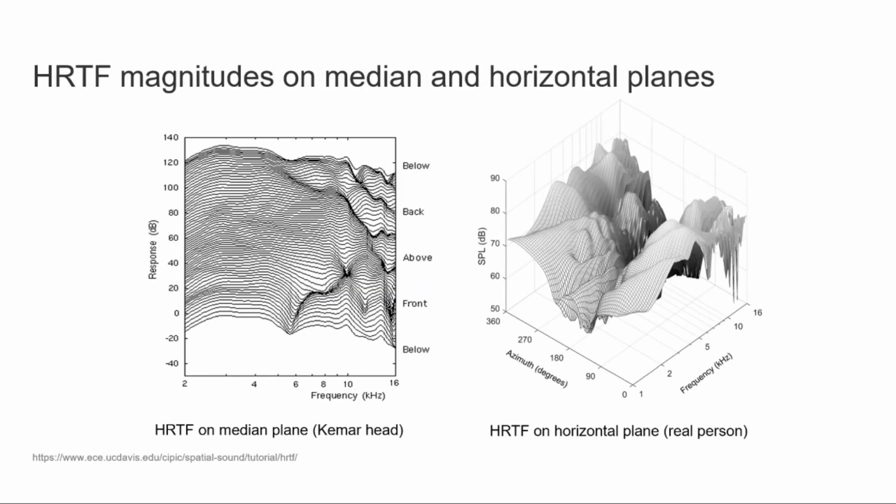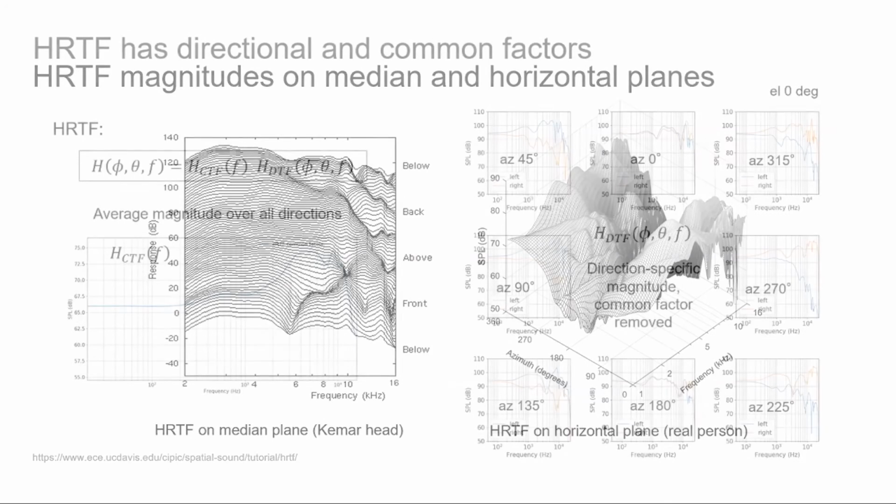Looking at a wide range of elevation on the median plane and azimuth angles on the horizontal plane, we can see that the magnitude response of this head-related directional filter mechanism is complex, and understanding the personal anatomic differences, we know that the details of how this filter works likely are highly individual.